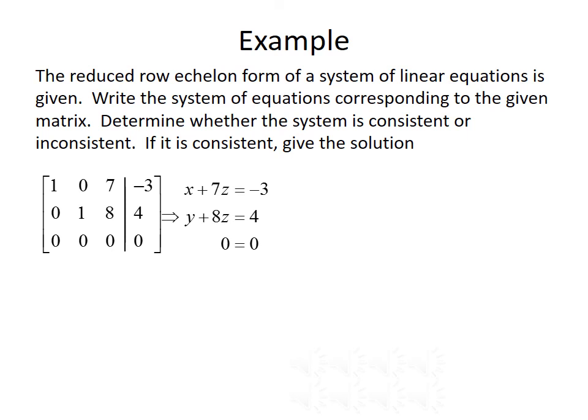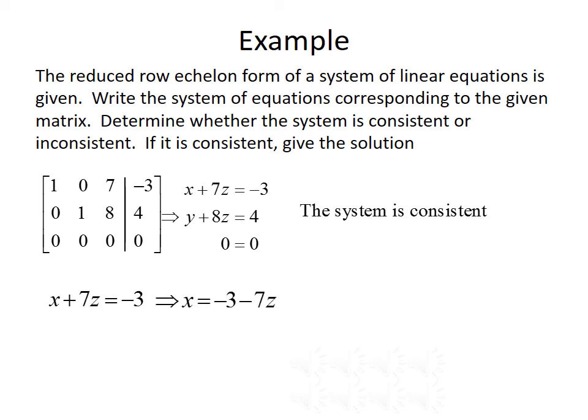Now, since all of these work, this system will be consistent. However, we don't have a distinct value for x, y, and z. So we'll need to solve everything in terms of the same variable. So let's get everything in terms of z. If x plus 7z is equal to negative 3, I can solve this equation for x, giving me x equals negative 3 minus 7z. And if y plus 8z is equal to 4, we can solve this equation for y, giving us y equals 4 minus 8z.